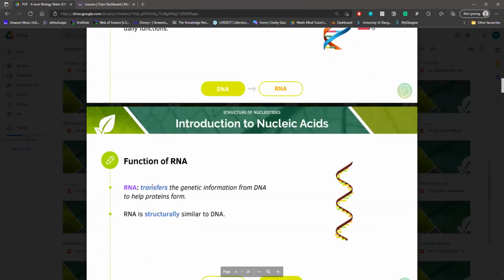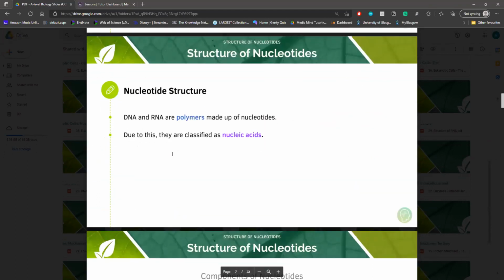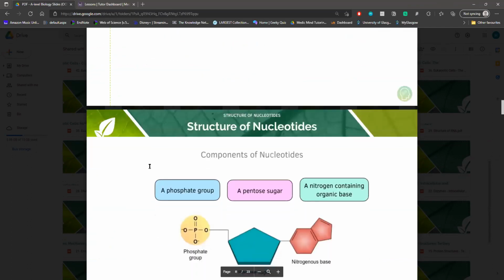RNA has a couple of functions. RNA is mainly used in the protein synthesis arm, and you have different types of RNA. You have mRNA, which transfers genetic information from DNA to the ribosome, tRNA, bringing the correct amino acid, and rRNA, forming the ribosomal subunit structure. They're structurally quite similar to DNA in the sense that they are both polymers made up of nucleotides. Because of this, both are classified as nucleic acids.